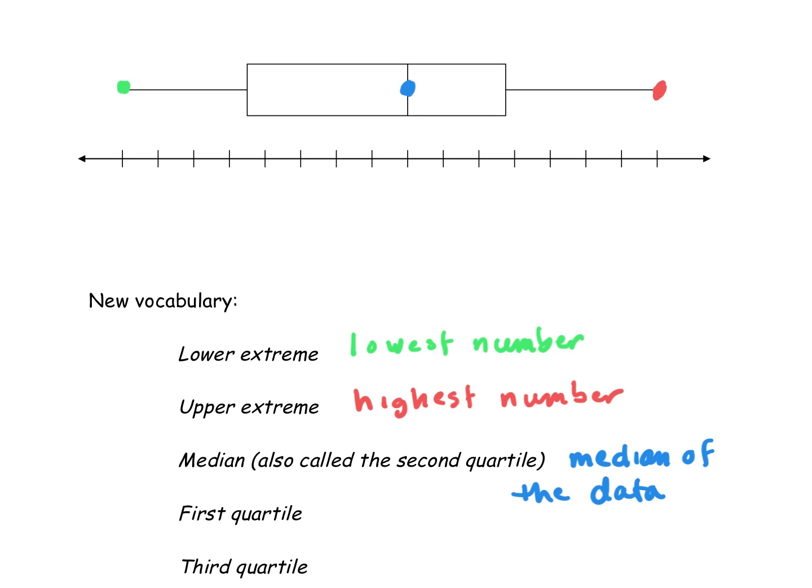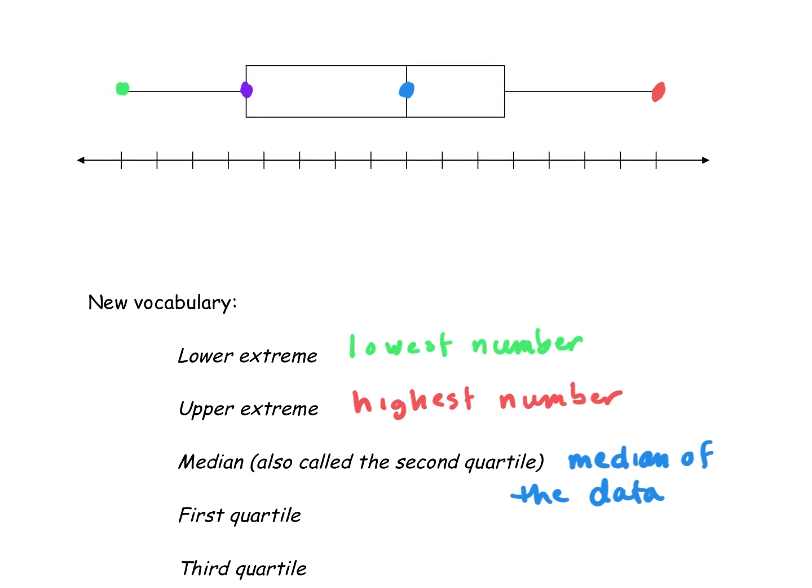Next, we find the first quartile. And if you notice the word quartile kind of looks like quarters, that's exactly what it's referring to. The first quarter, the first 1/4 of this graph, ends right here. It also is the end of the first whisker and the beginning of the box. And it is the median of the first half of the data.